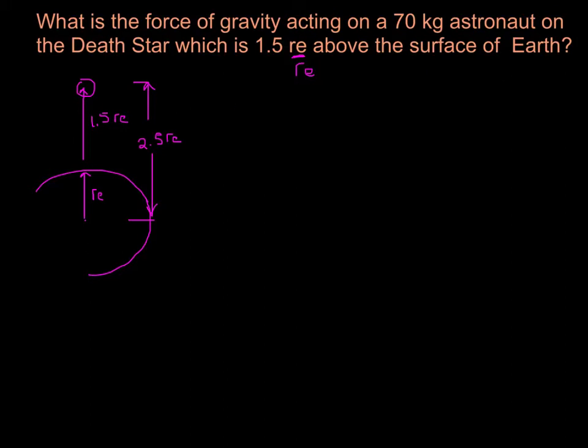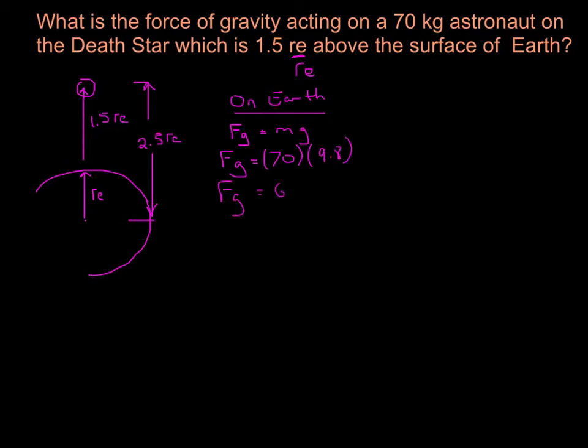Something to note, let's start off looking here on Earth. If I'm looking on Earth, I know that the weight of anything is mass times little g, where little g is 9.8. So Fg is the mass of this astronaut, 70 kilograms, times 9.8. We can work that out, and we find this astronaut on Earth weighs 686 newtons. I'm going to call that position 1, and up here at this new spot, that's position 2.